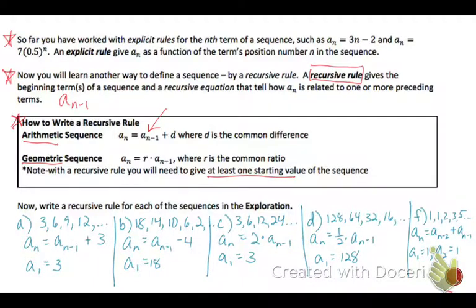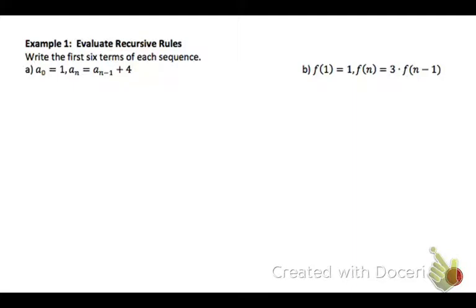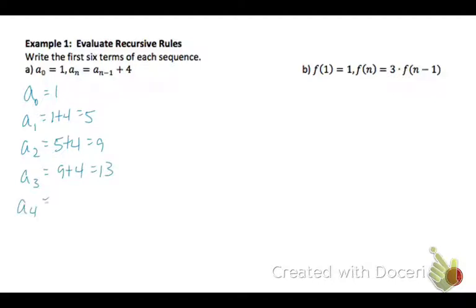Now let's look at this example here. We're going to evaluate recursive rules, writing the first 6 terms of each sequence. So notice now our first term is actually a sub 0, and that equals 1. And then we have the arithmetic rule that we take the term in front and we add 4. So let's start with our first term, a sub 0, which is 1. And then to get a sub 1, we simply add 4, which will give us 5. To get a sub 2, we take 5 and add 4, the term before. To get a sub 3, we take the term before, which is 9, and add 4. So recursive rules, you need to have the term that came before in order to generate the list.